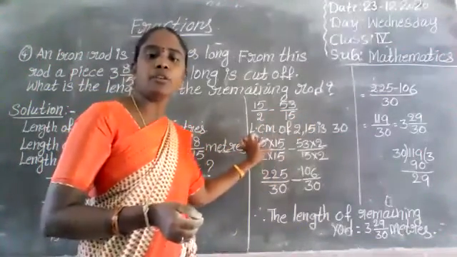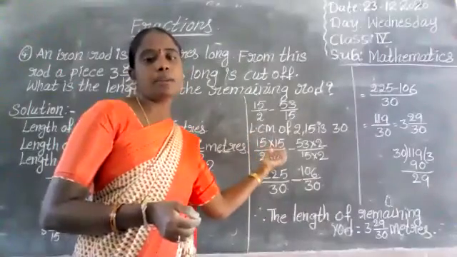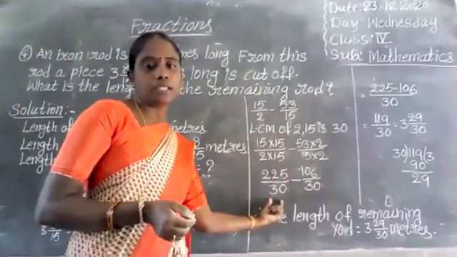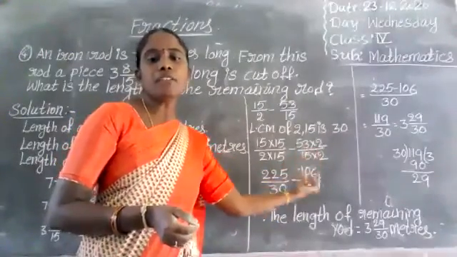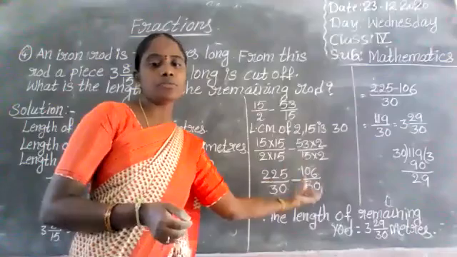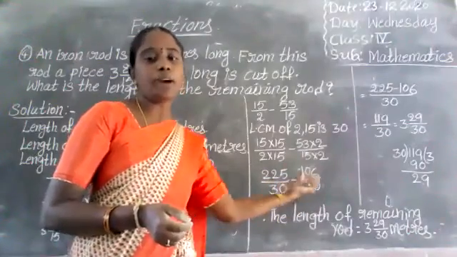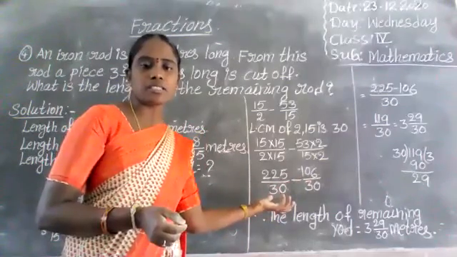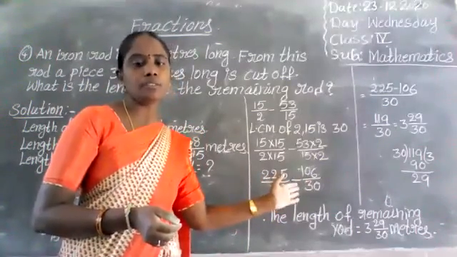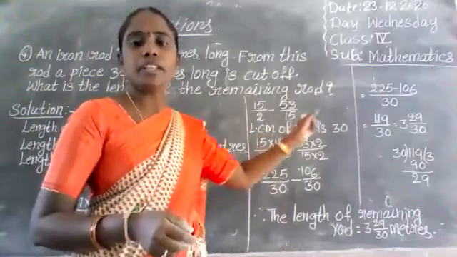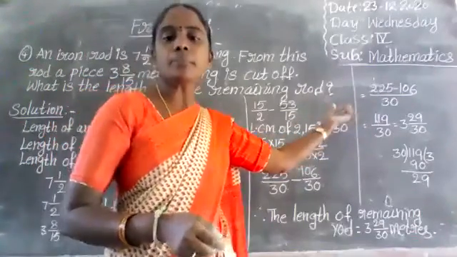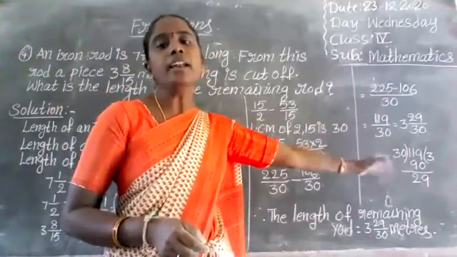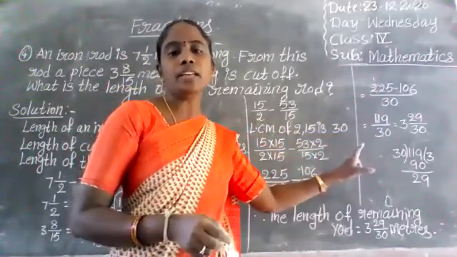Not only in the denominator, in the numerator also you multiply the same number. 15 15s are 225. Next 2 15s are 30. Next 53 2s are 106 by 15 2s are 30. 225 minus 106. Now these are like fractions. Like fraction subtraction is very easy. Keep the denominator and subtract the numerators. 225 minus 106 is 119. 119 by 30.